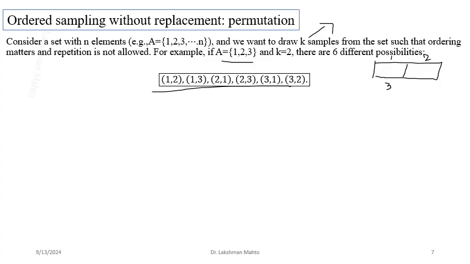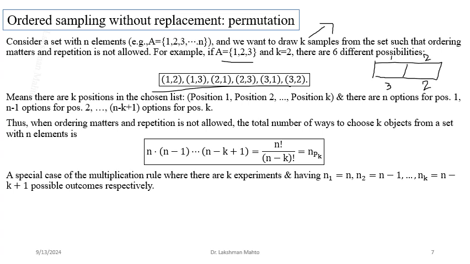2 into 3, total 6 options is there. Same thing I have explained here. So if you are having a sample of size k, that means you are having k positions. Those k positions will be filled up like this: the first position will be filled up in n ways, the second position in n minus 1, and the kth position in n minus k plus 1. So you are writing it this way.